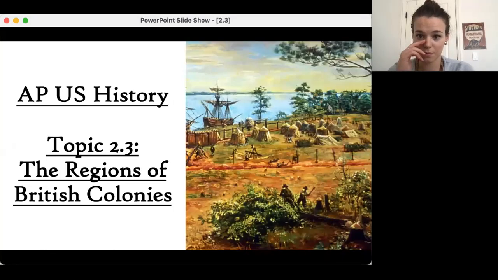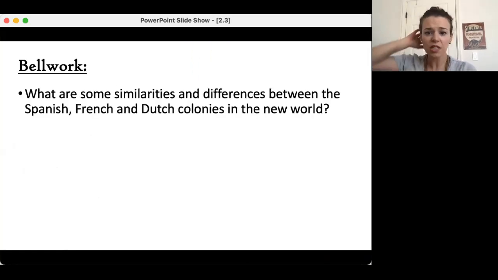We are going to start looking at the different British colonies in the US. Well, at the time it wasn't the US, but we'll get to there eventually. So this is topic 2.3 of the AP curriculum, looking at the different regions of British colonies. Let's jump into it. So I want you to think back, see what you remember.